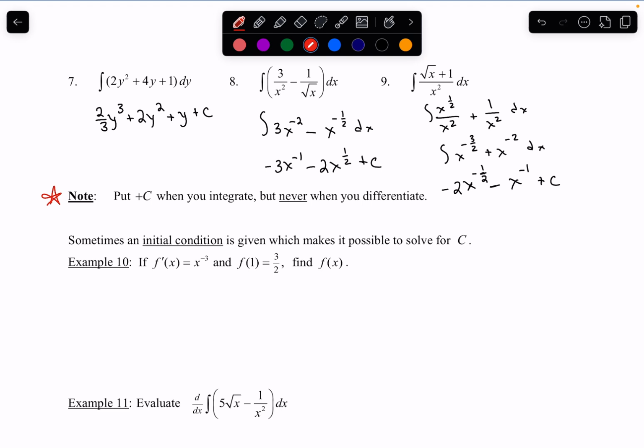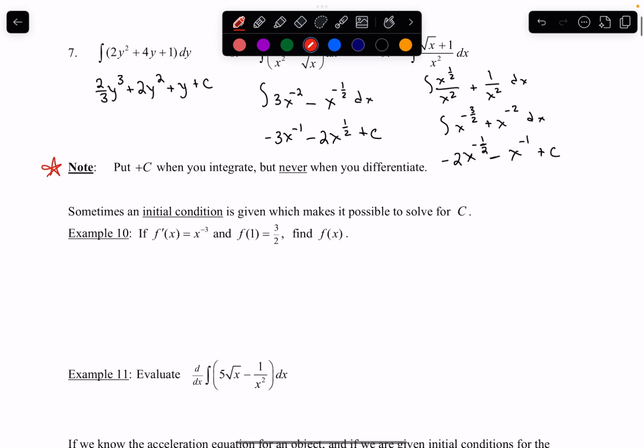Now that we're adding this c when we take the integral, you just need to remember, don't put a plus c when you take the derivative. Sometimes we start adding c and we're gonna pound it in. You need to remember to add c, add c, add c. But that doesn't mean you always add a c, right? So don't use that when you're doing derivatives, only use that plus c when you're integrating.